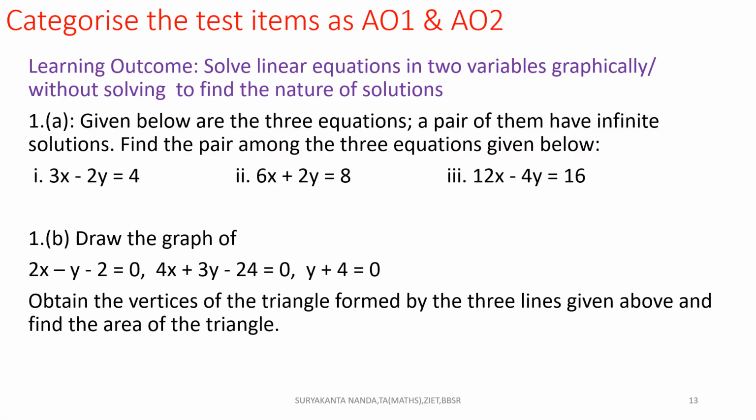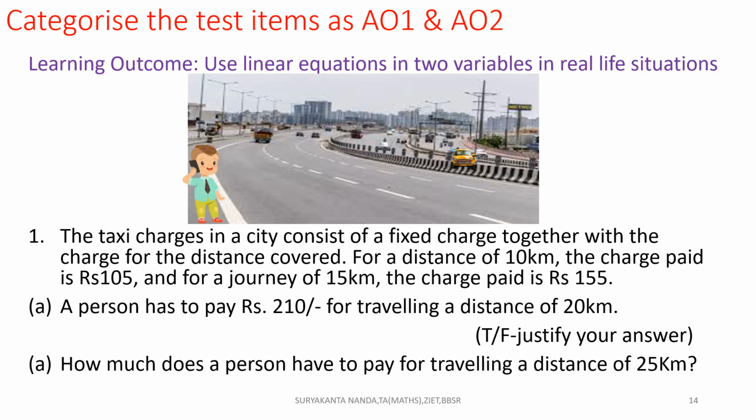Friends, we discussed competency based assessment and assessment objectives suggested by CBSE. Please pause your video, read the questions. This is one small task for you. Read the question and categorize the test items as AO1 and AO2. The learning outcome is given, the questions are also given. You have to categorize whether the test items are coming under AO1 or AO2. This is a small assignment for you. Similarly, this is another assignment.